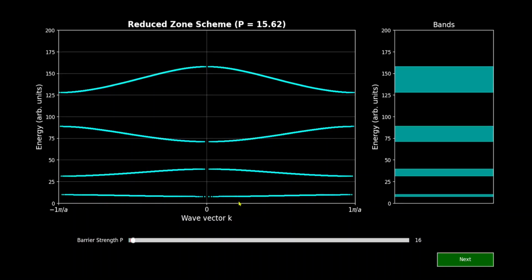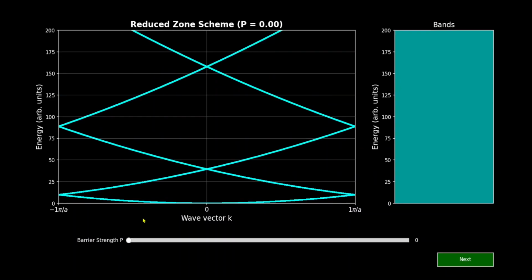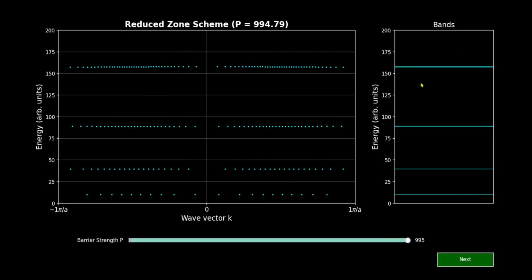And the wave vector k belonging to this region is known as the reduced wave vector. So for barrier strength P, there was a continuous band, or basically all the energies are possible, for the free electron case when P is 0. And when P is very large, we can see that there are discrete energy levels, as in the case of a particle in a box.